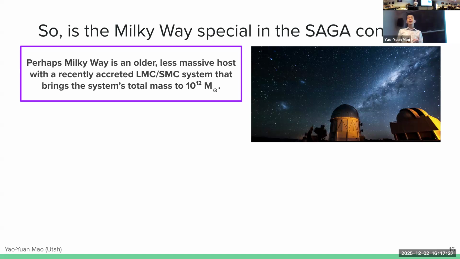So it's not that surprising that it has a fewer number of satellites in total, right? And it's only recently that the LMC and SMC joined, so it becomes this strange situation where you have a massive satellite, but not that many satellites in total. But in order to find all the Milky Way satellites, you need to observe the whole sky.